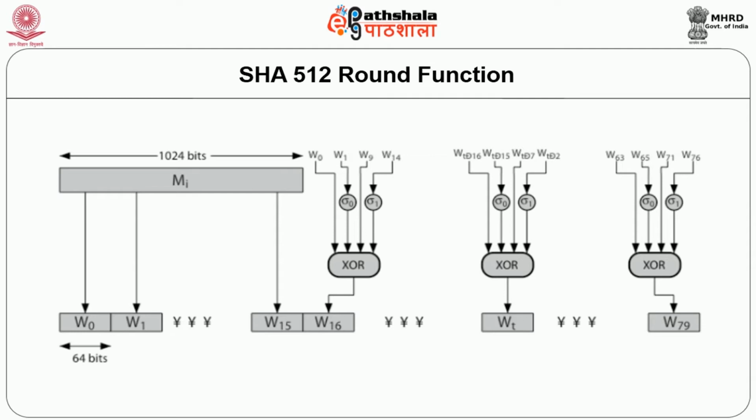To generate the final hash value, the input of the first round, which we denote by h(i-1), is also fed, and a last modulo 2 raised to 64 operation is performed, and whatever we get as output is the final hash value, and the length of that hash value would be 512 bits.